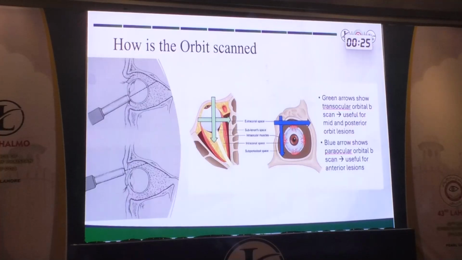How is the orbit scanned? Either transocular or parallel to the eyeball. Green arrows show transocular orbital B-scan that is used for mid and posterior orbital lesions. These are good for mid and posterior orbital lesions. Whereas paraocular rays, blue arrows, the paraocular orbital B-scan, are useful for anteriorly located lesions of the orbit.